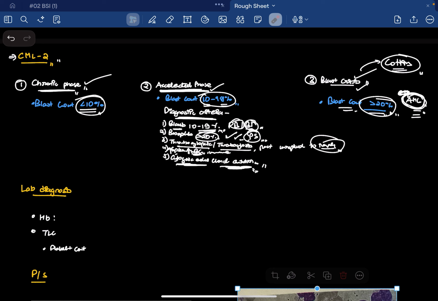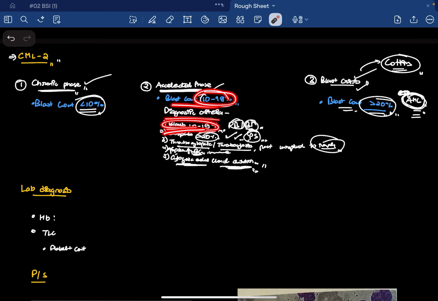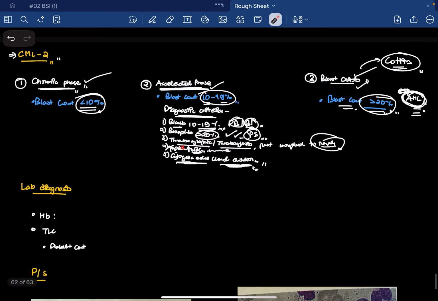So in the accelerated phase, the blast count is going to be about 10 to 19%. That's one of the diagnostic criteria. Basophils are going to be more than 20%. Thrombocytopenia or thrombocytosis, unresponsive to therapy and unrelated to therapy. You can have an increase in the spleen size and an increase in the WBCs. And there's also cytogenetic evidence of clonal evolution. All of these things are going to be there in the accelerated phase.